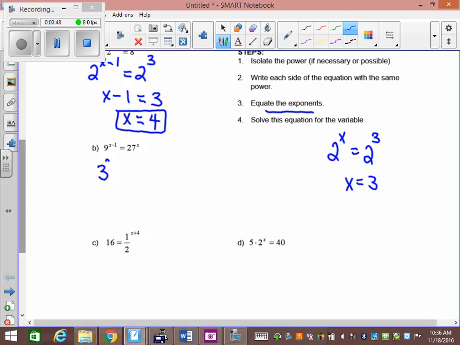So 9 is 3 squared, right? Now, I always write my exponents in brackets, and I would suggest you do as well, so you remember to distribute into them, because that is the common error.